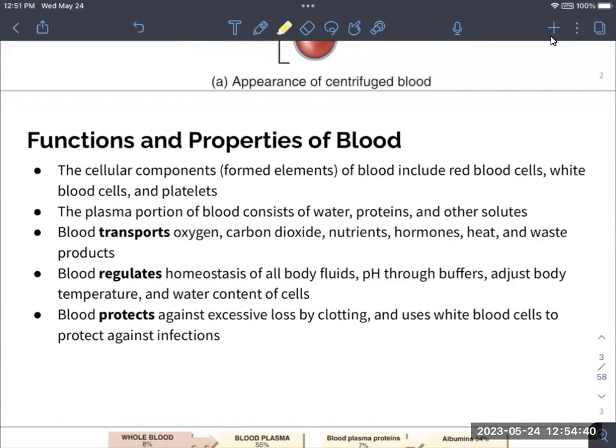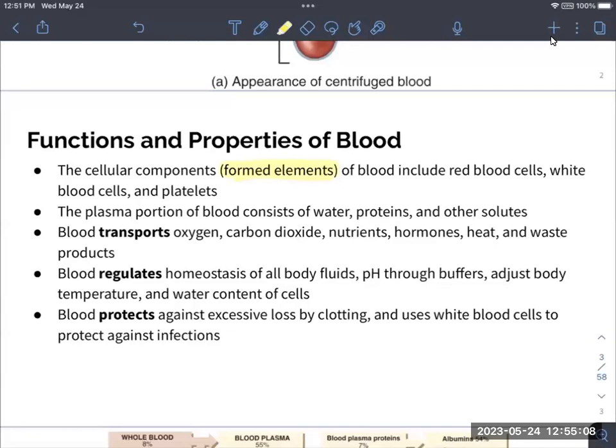So the different functions and properties of blood, as we just looked at, it has three main parts to it. Technically, the red blood cells, the white blood cells, and the platelets are known as formed elements. These formed elements are what float in that plasma.